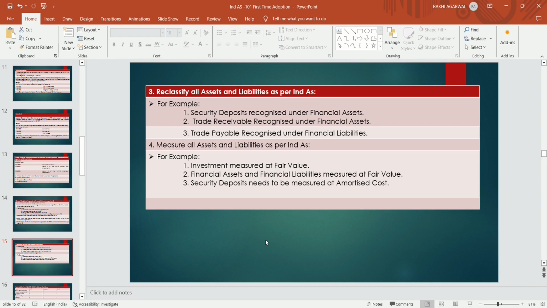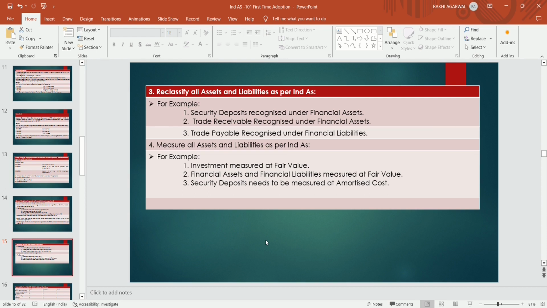In Ind AS, a classification is required under financial assets and financial liabilities. Previously in Indian GAAP, there was no sub-classification of financial assets and financial liabilities. There was only current asset and current liability. But in Ind AS, proper classification is there: financial assets, financial liabilities, current financial assets, non-current financial assets, current financial liabilities, non-current financial liabilities.